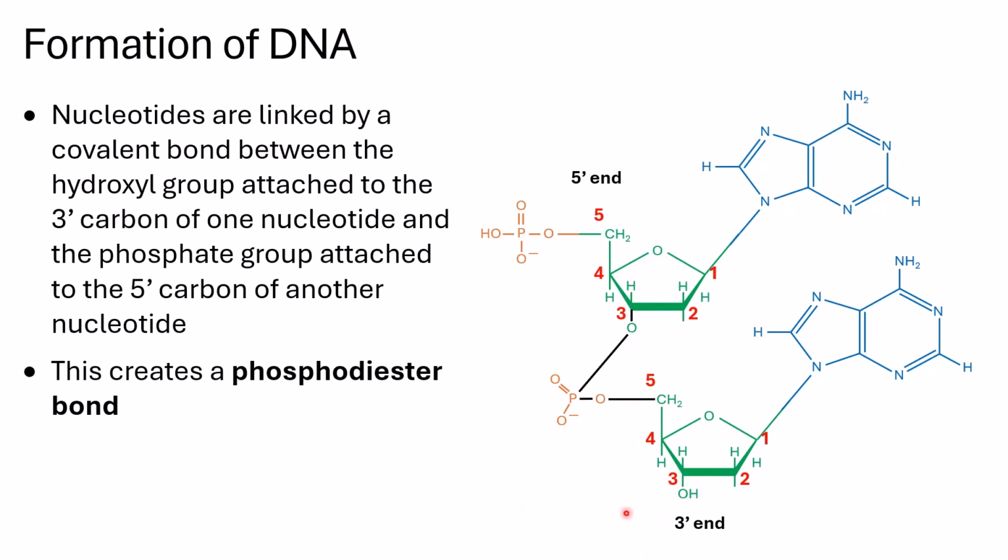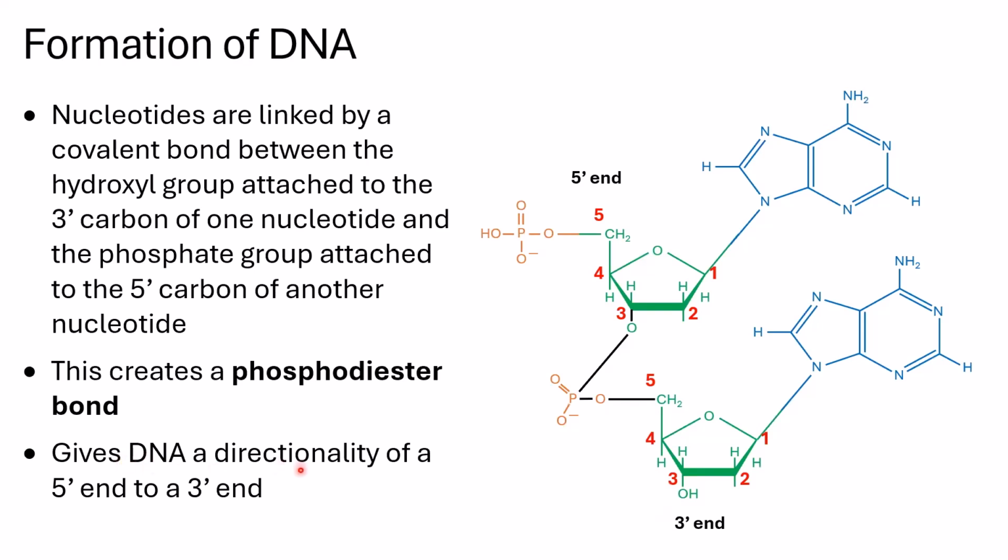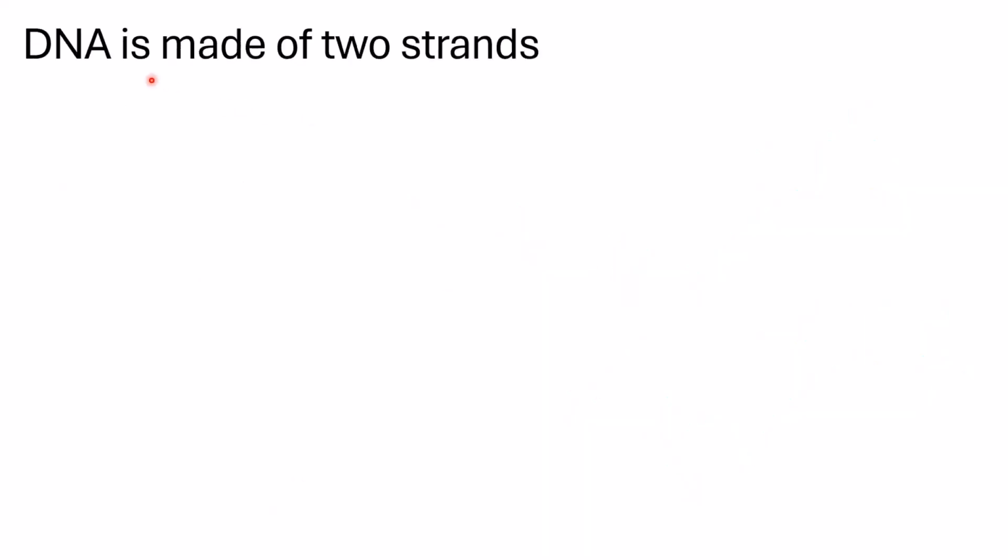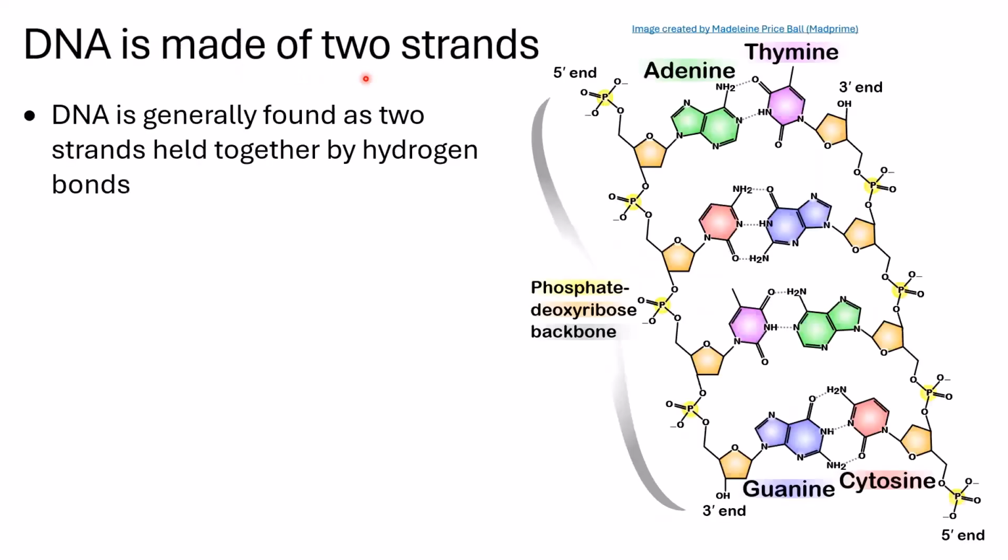As a result, DNA forms a direction in which it begins at the 5' end and ends at the 3' end. While that is how a single strand of DNA is formed, DNA is almost always found in a double-stranded form. The 2 strands are held together by hydrogen bonds, depicted here as dashed lines. The 2 strands form base pairs.